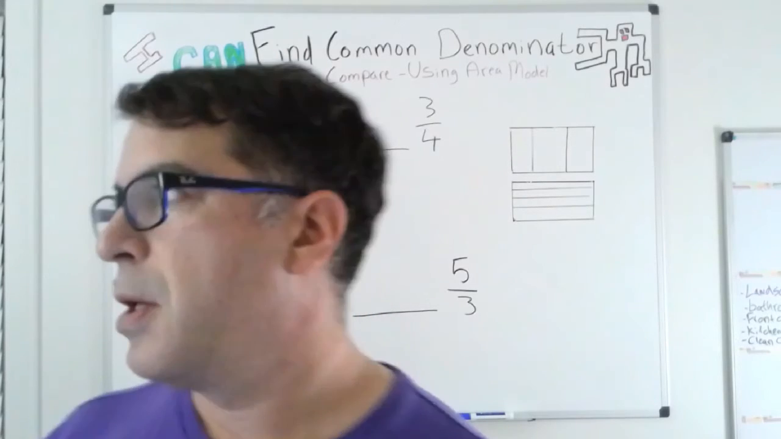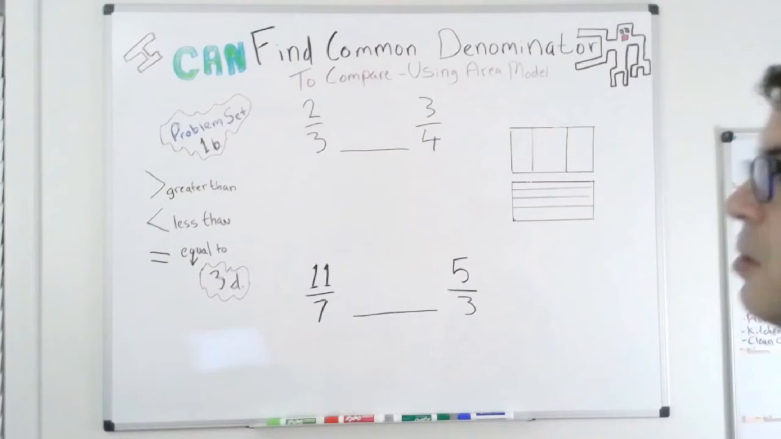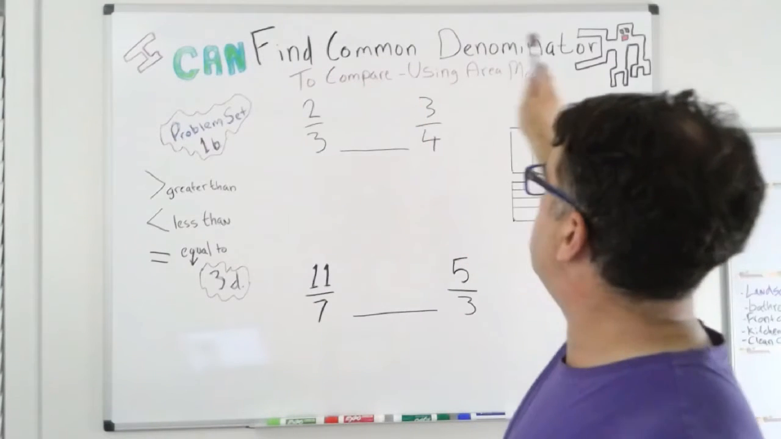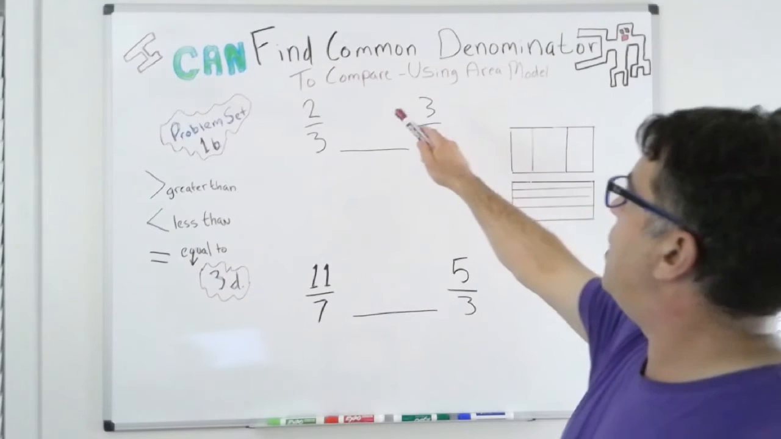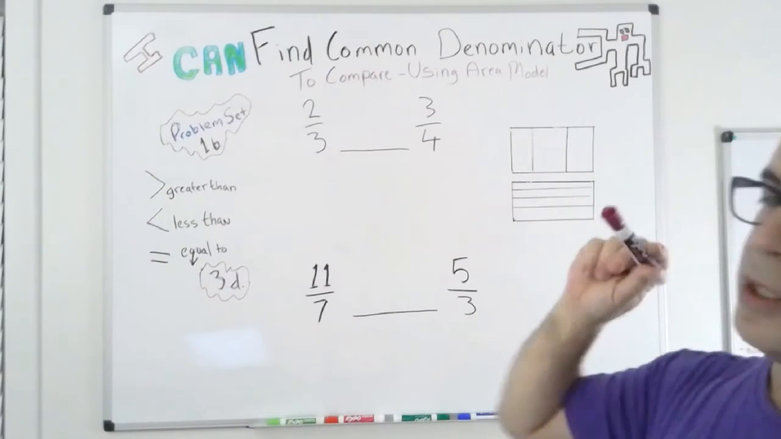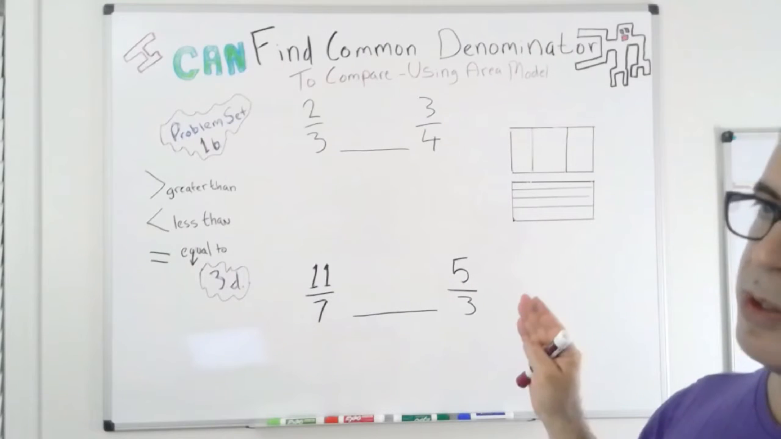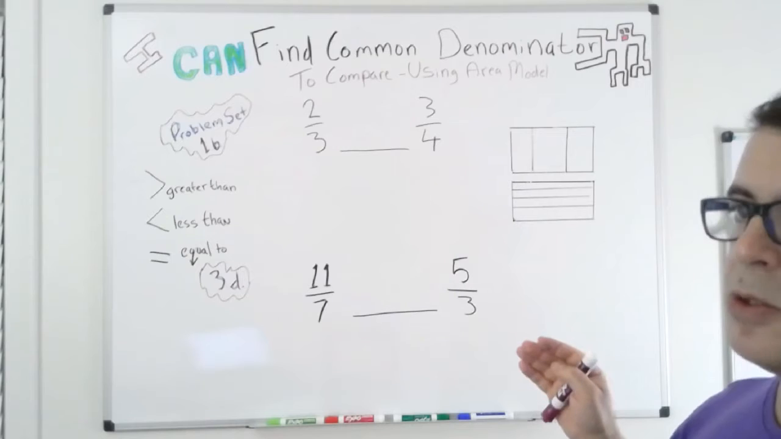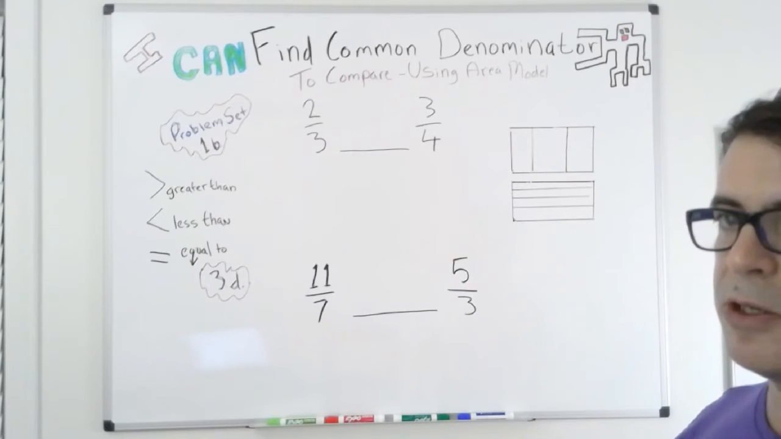So let's go back to the basics. The objective is I can find common denominators to compare two fractions using area models. Now remember, there were 2 or 3 ways that we compare two fractions, but I want you to look at the material from the problem set that I'm going to post.